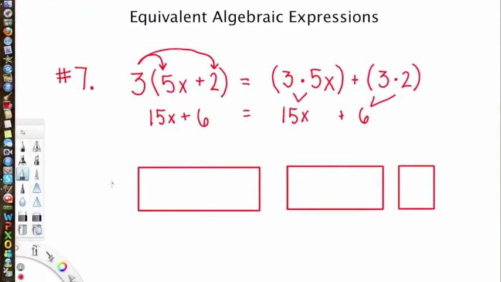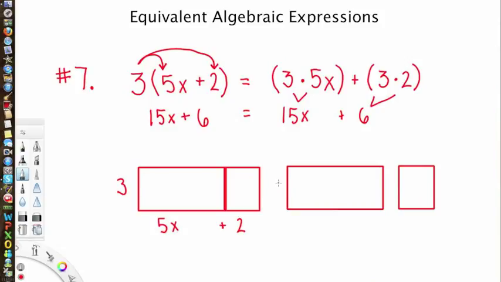Let's take a look at this graphically. Now I know that my drawings might not be to scale, but they're pretty close. Just play along with me. Let's say we have a box here that is 3 units high, and then it is 5x long plus 2. We're not quite sure what x is, but we'll just say it is.